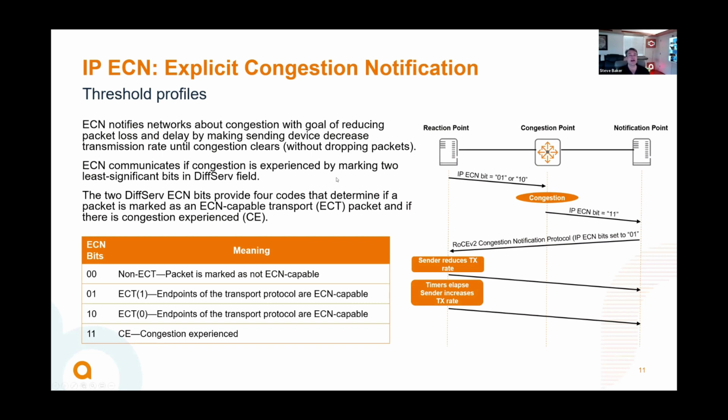Just some details about IP ECN. ECN is about notifying the network or the reaction points about congestion. The goal is to reduce packet loss and delay by telling the communicator, the reaction points, to throttle back their traffic. The ECN bit is communicated using the ECN bits in the packets. You can see here on the left, when it's marked as 1-1, that's telling the endpoint that there's congestion that's been experienced on the link.